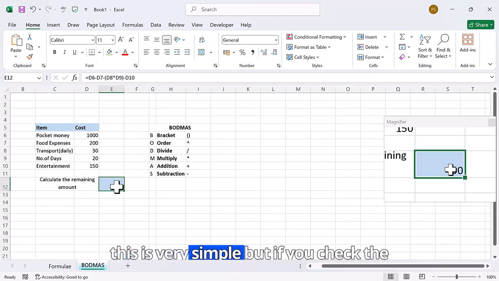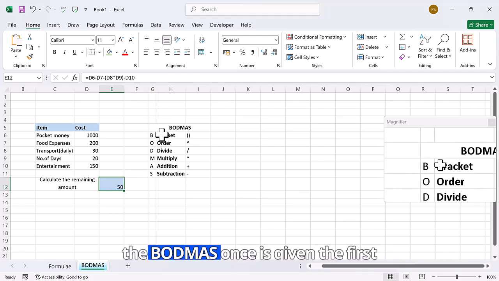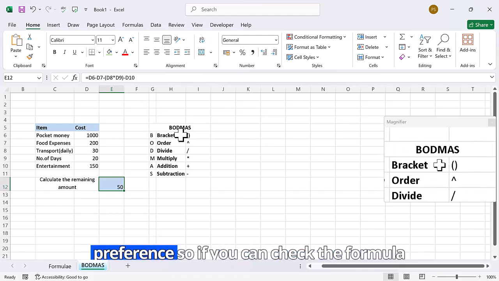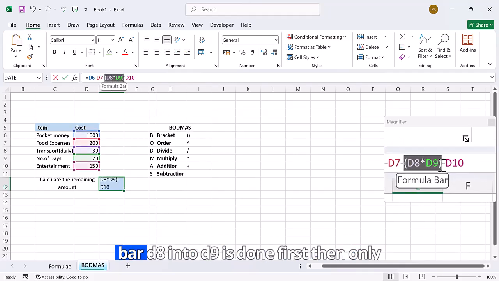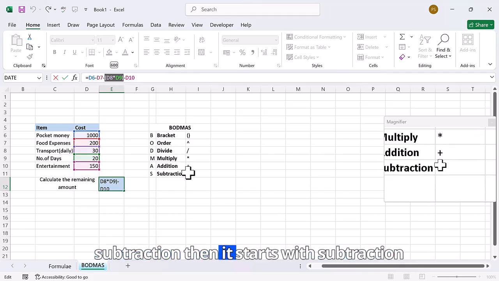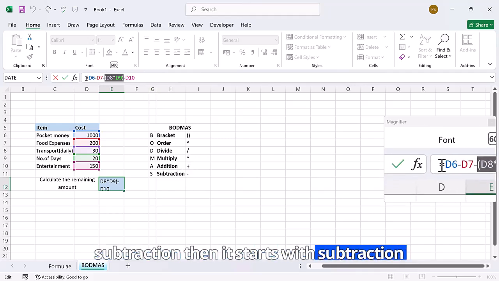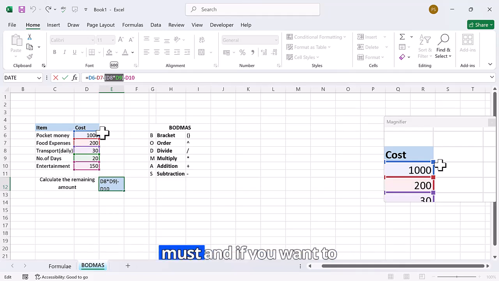So this is very simple, but if you check the order, the bracket, B in the BODMAS, is given the first preference. So if you check here in the formula bar, D8 into D9 is done first, then only subtraction. Then it starts with subtraction. That's how the preference is given in BODMAS.